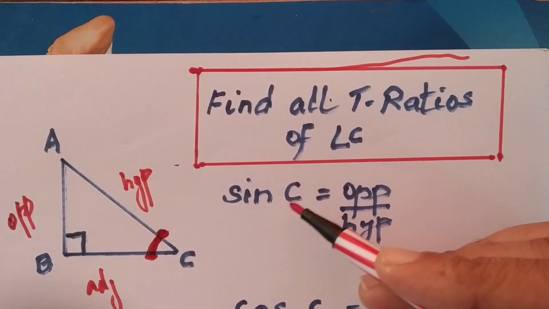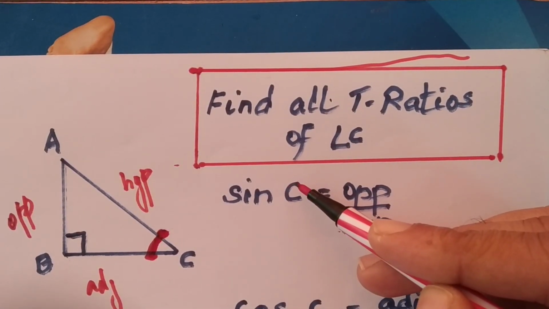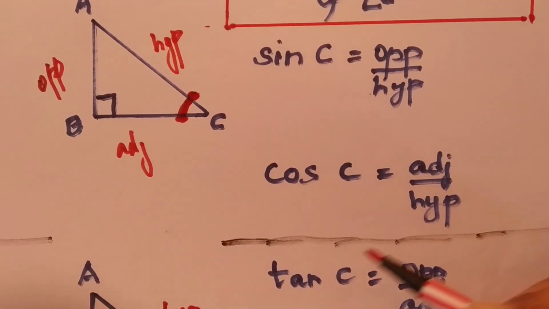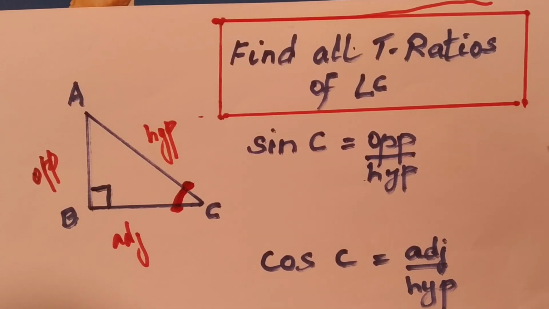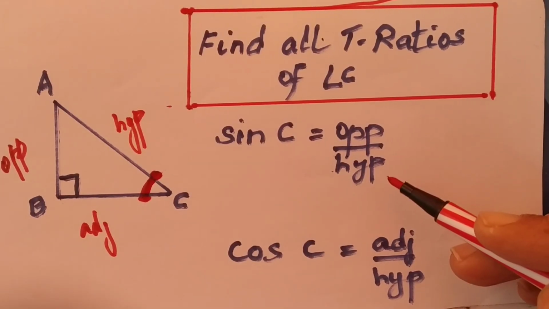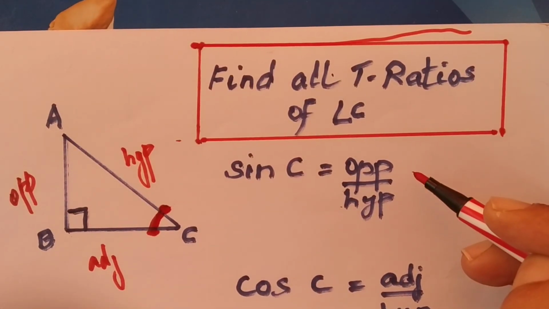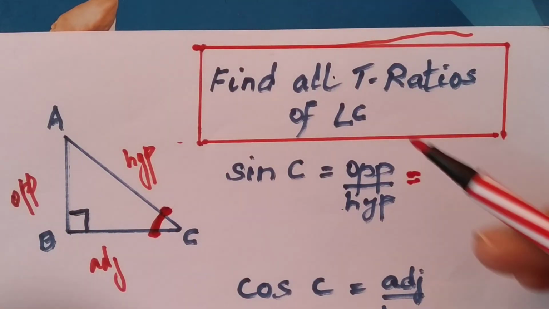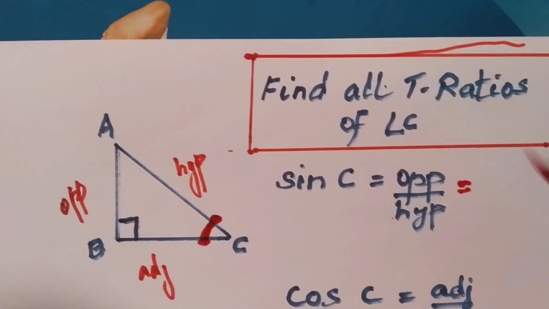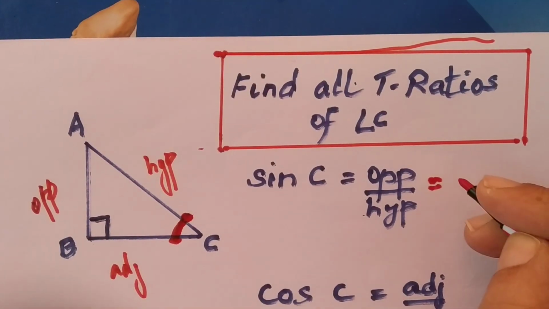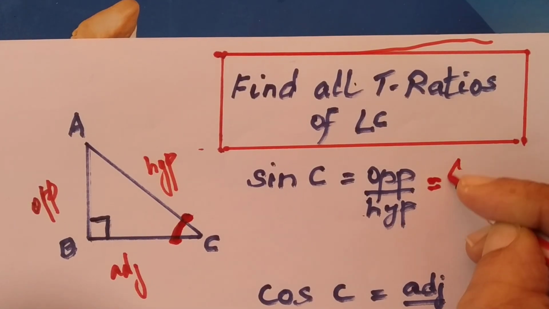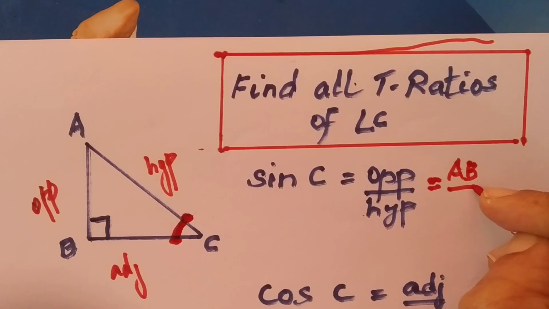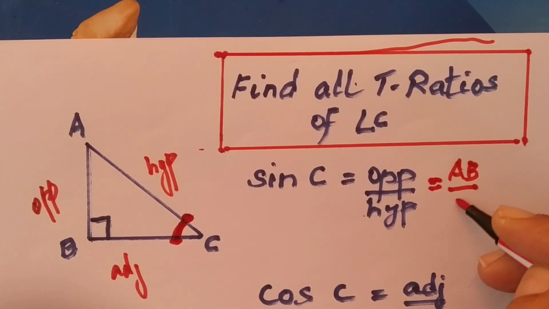So we have this ratio here. Instead of theta, now we can clearly say we are talking about sine C, cos C, and tan C. We know sine C is opposite by hypotenuse, so all you have to now do is put the side name. So what is opposite? Opposite is AB. So instead of opposite, I just write AB, and instead of hypotenuse, I write AC.